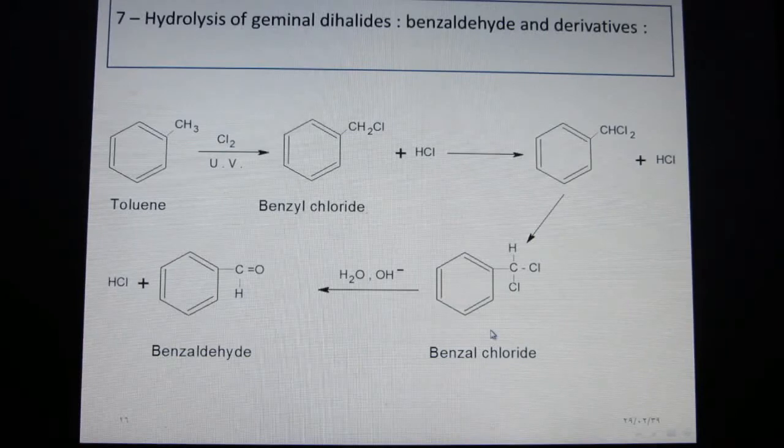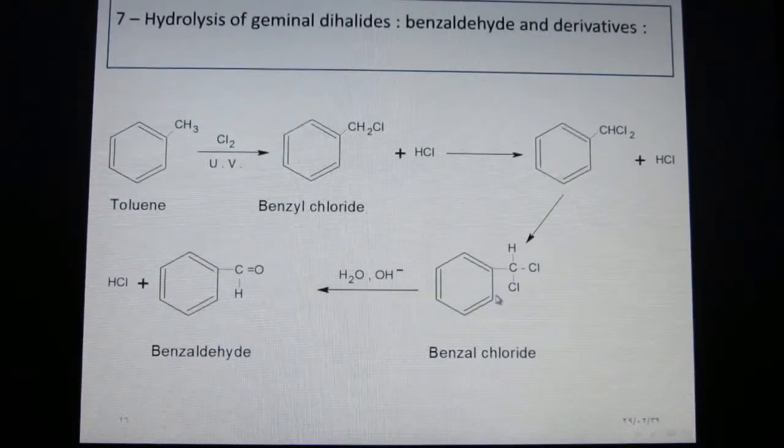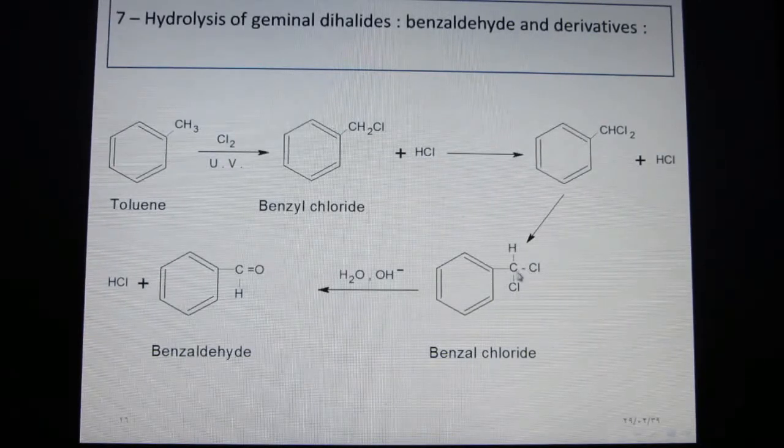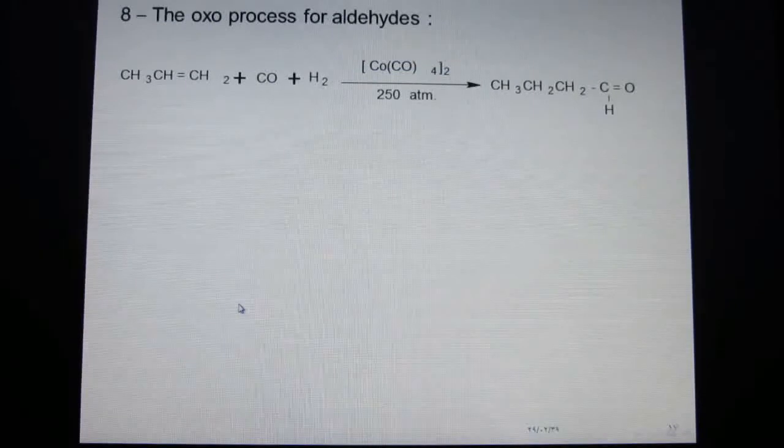What does that mean by geminal dihalides? Let us make a revision. Geminal dihalide means that we have two halogen atoms on the same carbon atom. If we take this geminal dihalide in alkali medium and in water, it will give me benzaldehyde. This means that it will turn to C double bond O H.